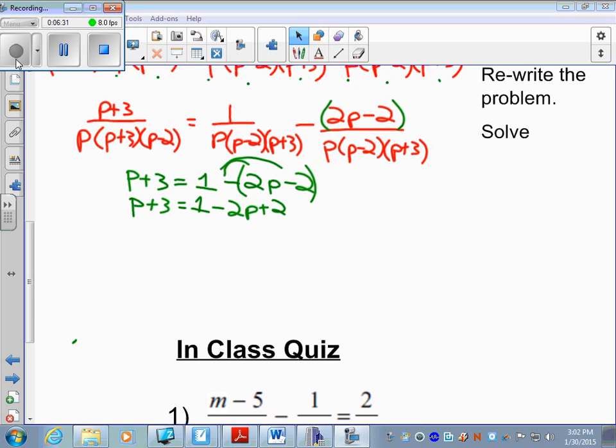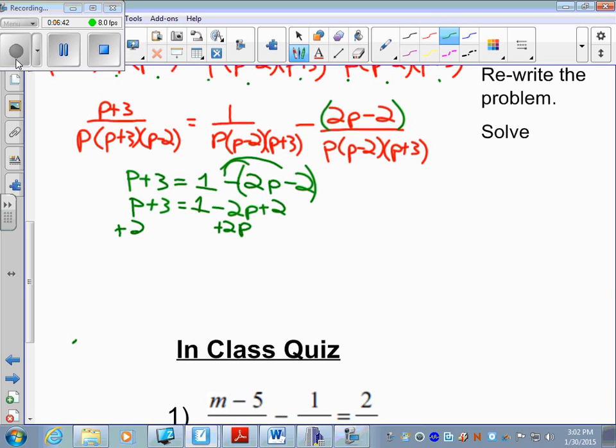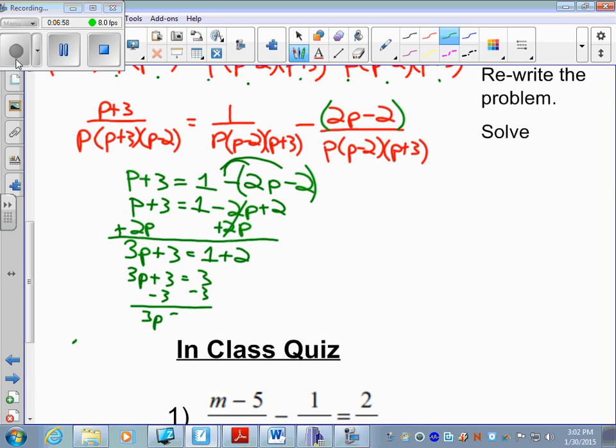Crazy. So now, solve this problem like you did in Algebra 1. Put your p's together, plus 2p. All the variables on one side, the numbers on the other. 3p plus 3 equals 1 plus 2. Let's cancel out. 3p plus 3 equals 3. Subtract 3. 3p equals 0. Divided by 3. 0 divided by 3 is 0. So the answer is 0.